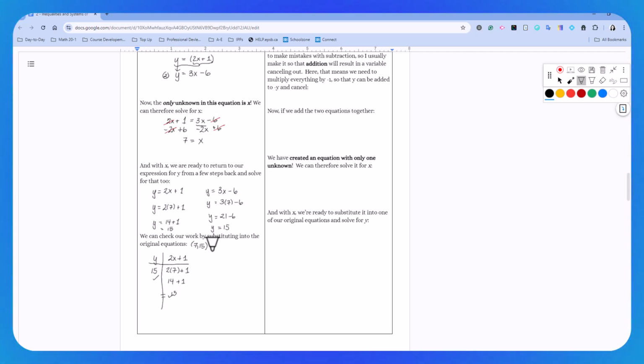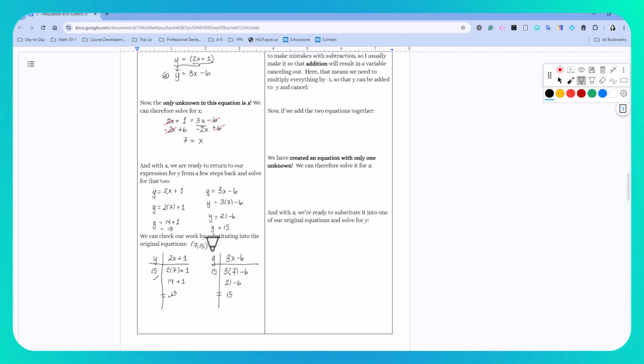But it's not enough just to test one equation. You want to make sure you've done it for both. I've seen cases where I've made a mistake, and although it worked at the end to verify the first equation, when I tried the second, I made a mistake, and that's how I caught it. So we're always going to check both. So we have y equals 3x minus 6, and I plug in my 15, and I say 3 times x again is 7 minus 6. 3 times 7 is 21 minus 6, which is 15. So we know we've done it right.